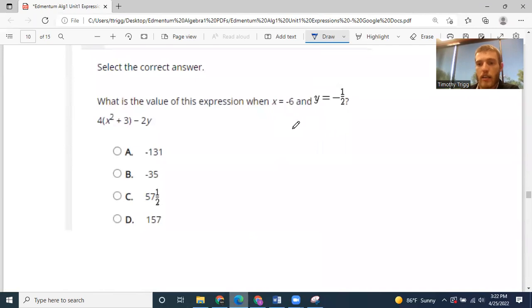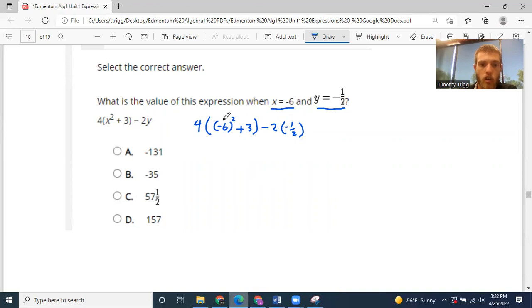This one's got a fraction in it, so I'll help you out a little more if you have this problem. For this one, we're replacing the x with -6 and the y with -1/2. So it's going to be 4 times x squared, so we're going to be -6 squared. Here, the parentheses around the -6 does matter, okay? Plus 3 minus 2 times -1/2.